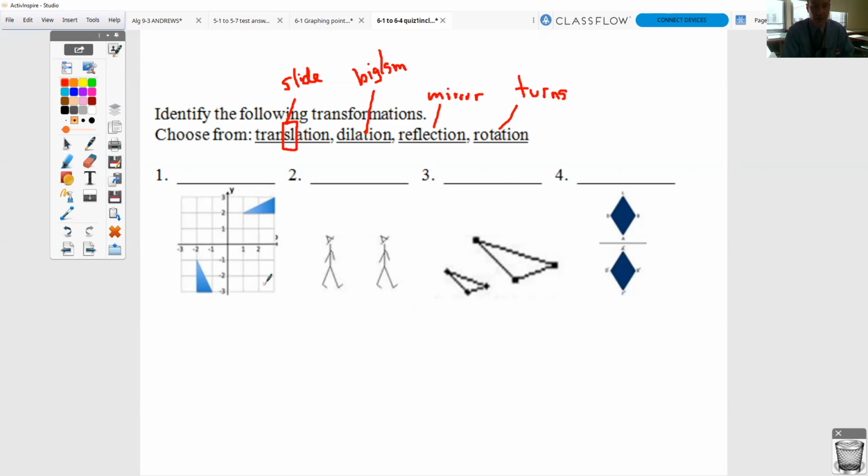in each picture. In question number 1, you can clearly see that the triangle is being turned. So this is a rotation. In question number 2, the little man is sliding, either to the left or to the right, but it's just sliding. The size is not changing. The shape is not changing. It's just moving from one place to another place. So this is a translation.